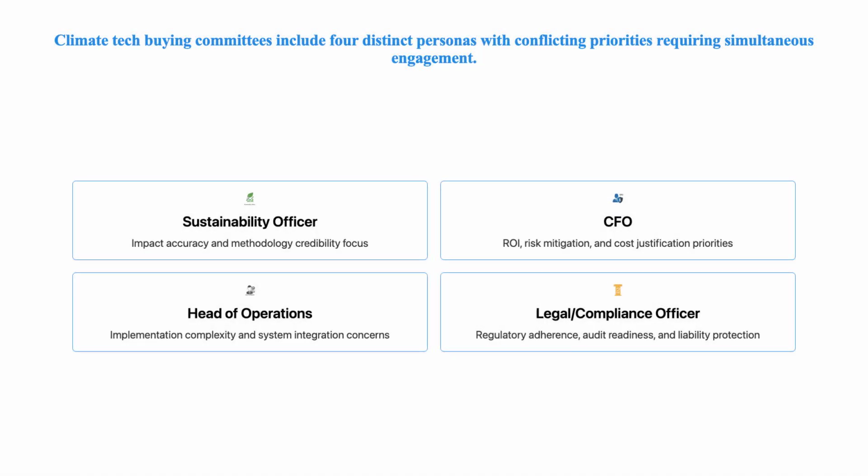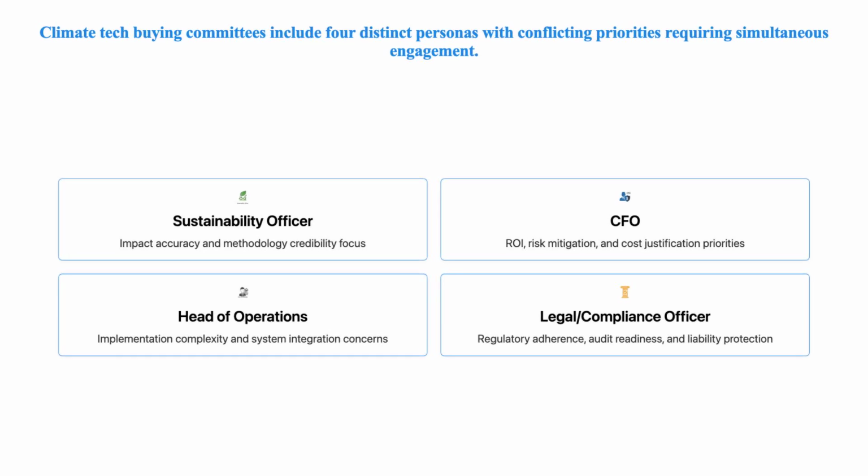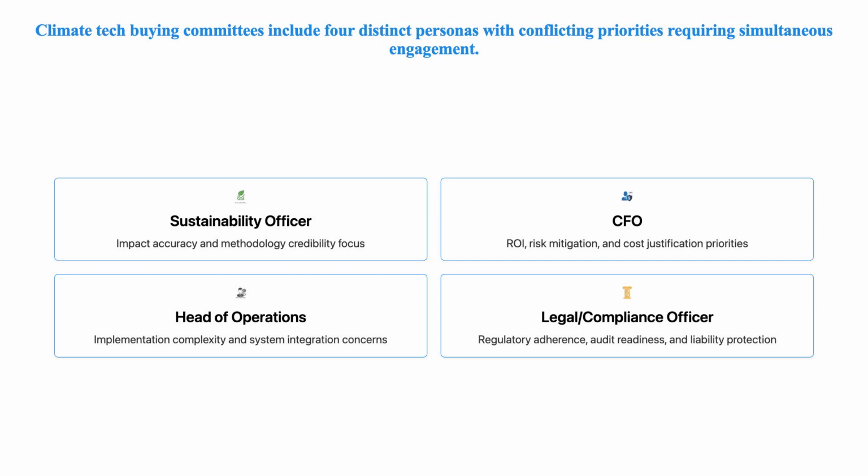The complication deepens when you realize you're not selling to one person, you're selling to a complex buying committee with conflicting priorities. Let me introduce you to your 4 key personas. First, the sustainability officer, your champion. They care about impact accuracy, methodology credibility, and comprehensive scope coverage. They speak the language of carbon accounting standards and regulatory frameworks.